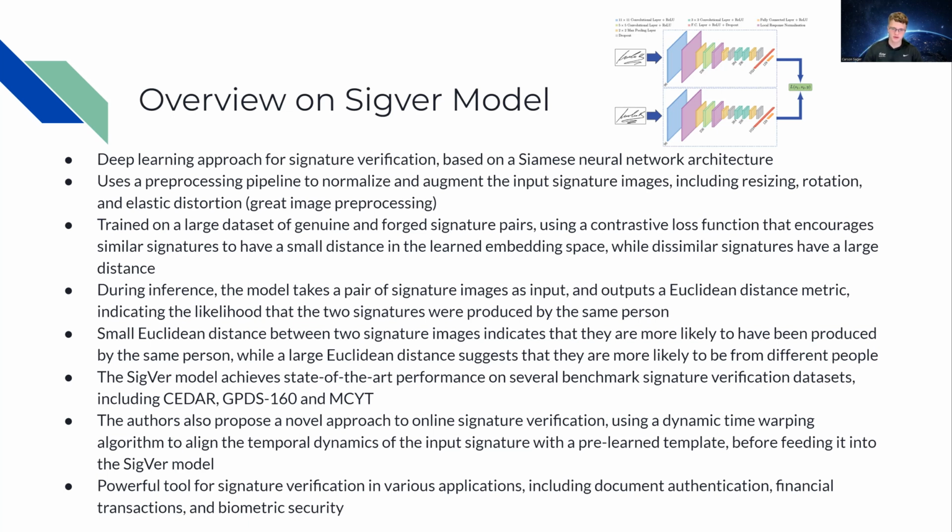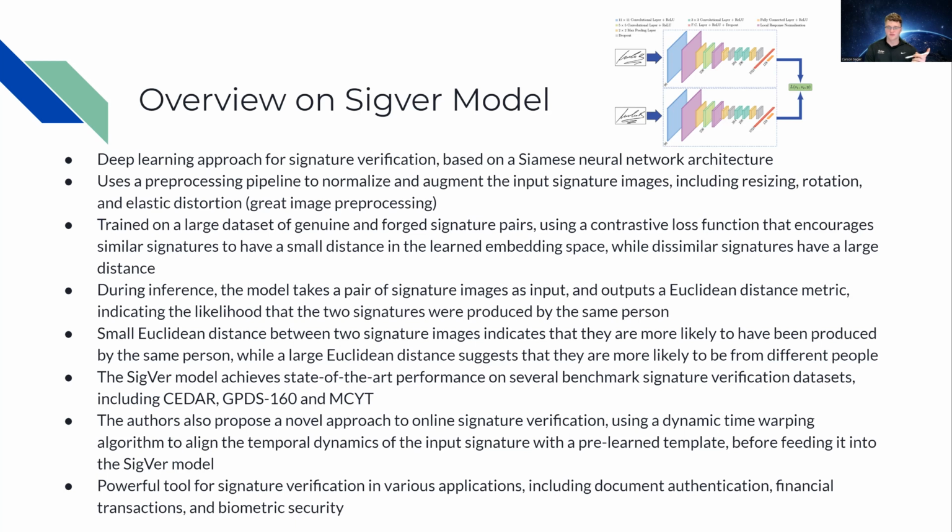The authors also propose a novel approach to online signature verification using a dynamic time warping algorithm to align the temporal dynamics of the input signature with a pre-learned template before feeding it into the SigVer model. This is where the dynamic time warping algorithm that was used a lot of years ago is actually still being used today, but with more advanced technology and more advanced programming. It allows for more accurate authentication of signatures.